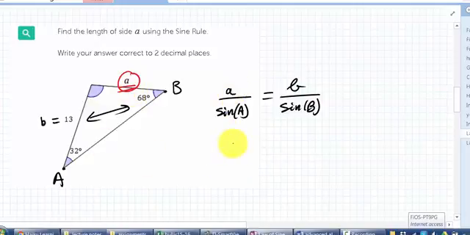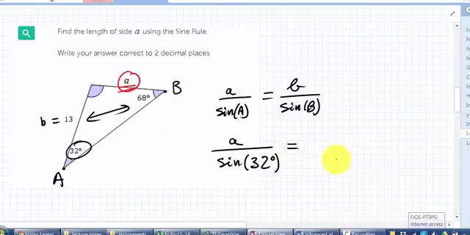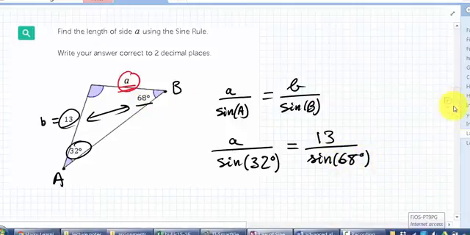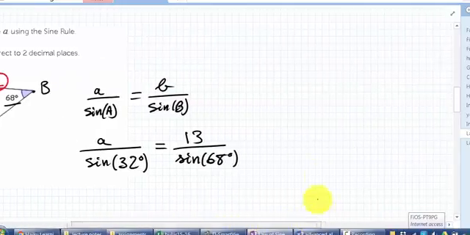So A, well, that's what I'm looking for, right? So A over the sine of what? The sine of 32. It's the angle opposite the side A, the side we're looking for. Equals B, so 13 right here, 13 over the sine of the angle B, and that's 68. Here we go. That's how we use the law of sines. You see, everything is known except for A.